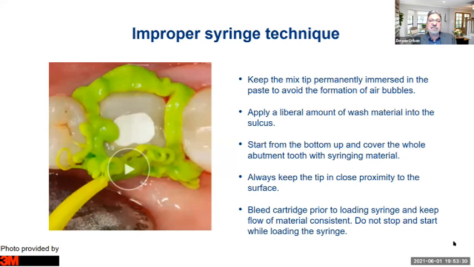And improper syringe technique. You want to keep the tip permanently immersed in the paste to avoid any formation of air bubbles. And we see this a lot. It's taken out of the impression, put back in there, and you're going to create air bubbles. You want to apply a liberal amount of wash material into the sulcus. Start from the bottom up and cover the whole abutment tooth with syringing material. And always keep the tip in close proximity to the surface.